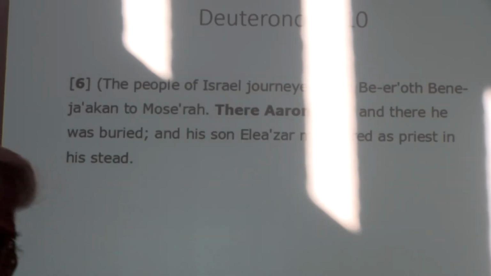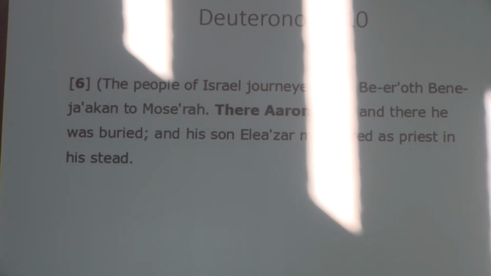Now, one of the reasons I'm mentioning this is the following. These are the two times that Aaron is mentioned in the book of Deuteronomy: the time of the golden calf and the time of his death. Two times Aaron is mentioned. In the Torah, Aaron is mentioned.